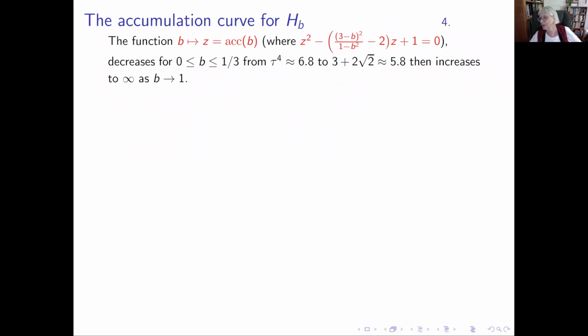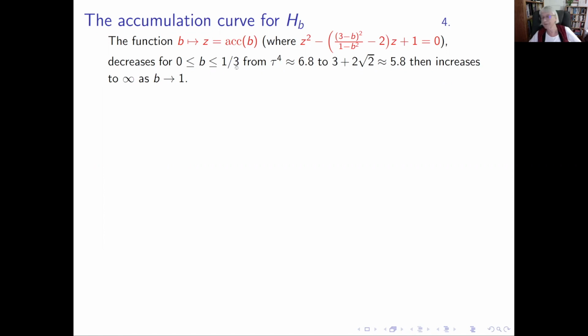While in the case, say, of the polydisk, it is injective. So that means that it really has a different structure here. And what it does is, as B takes its minimum at a third. And when B is from 0 to 1/3, it decreases from 2 to the 4th, which is the accumulation point for the ball, to this value here.